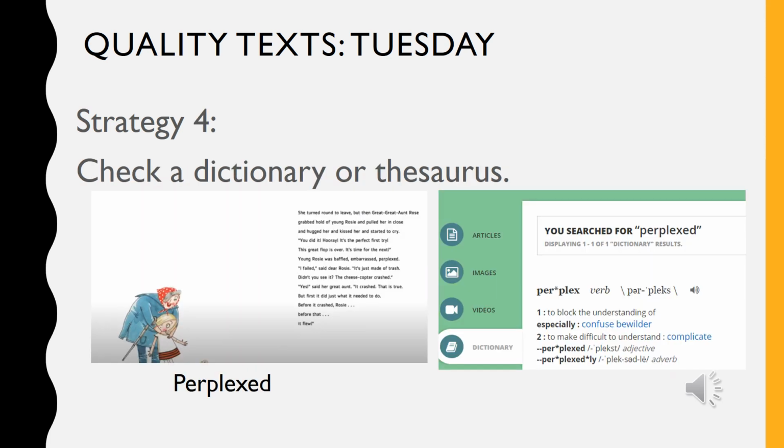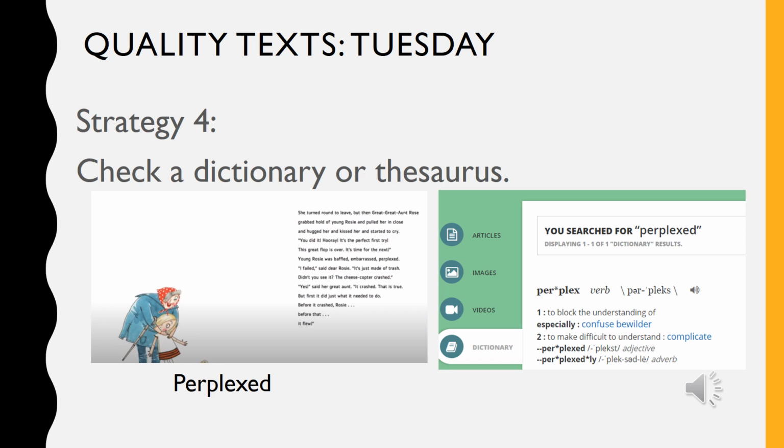We are going to use strategy 4, check a dictionary or thesaurus to figure out what the word perplexed means. So on this page of the story, Rosie says that she feels baffled, embarrassed, and perplexed. So perplexed is a pretty tricky word that some of you might not know, and it's a little bit hard to tell what perplexed means just from looking at the pictures in the story for this one. So that might mean you'd need to use a dictionary or a thesaurus to work out what the word means.